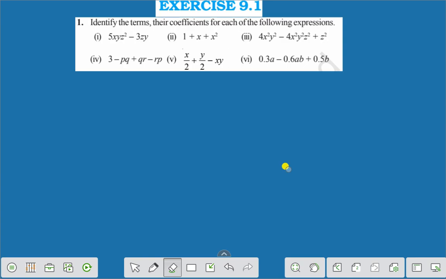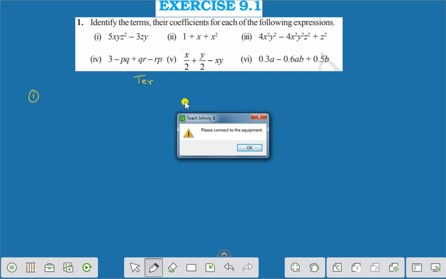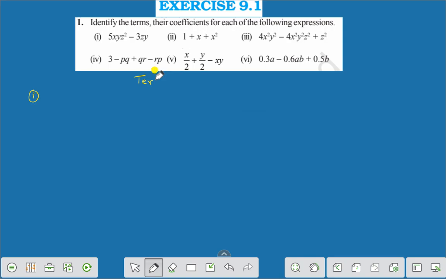Hello everyone, today we'll discuss exercise 9.1 question number 1. Identify the terms and their coefficients for each of the following expressions. Let us write, this is question number 1. These are the various terms, and these are the coefficients.